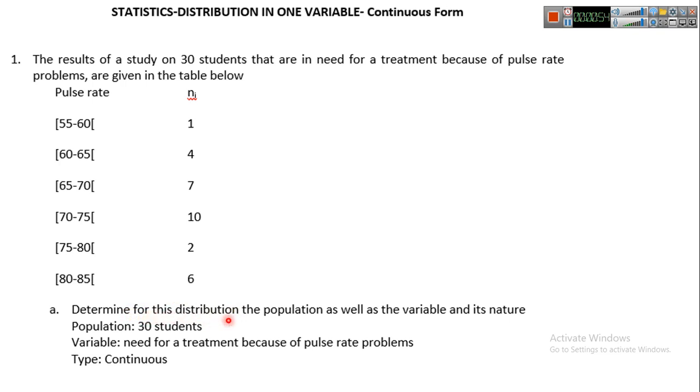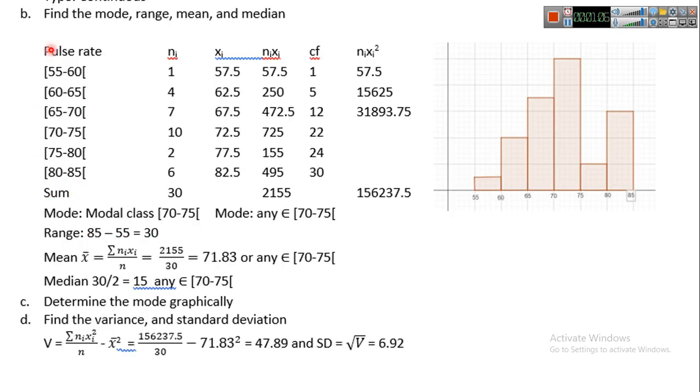Determine for this distribution the population. The population is 30 students. The variable is need of a treatment because of pulse rate problems, and it is continuous since it is in terms of interval. The question here is to find the mode, range, mean, and median. So what do we do first? We find what's called xi. It's an approximation. It's not accurate.